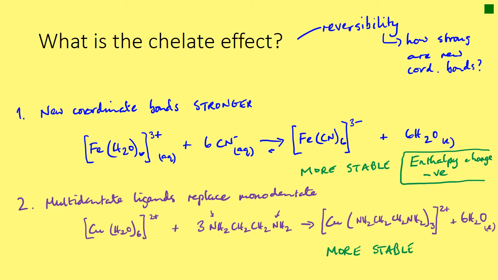But what about the second example? And for that we need to talk about entropy. And you know a bit about entropy, but a little reminder. The more particles there are, the more entropy there is. More particles means an entropy increase, and entropy increase means that the reaction is more likely to happen.